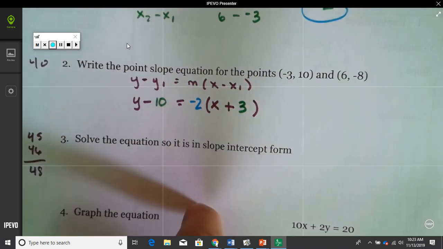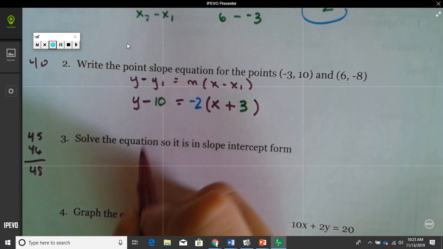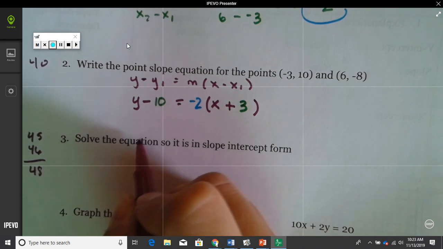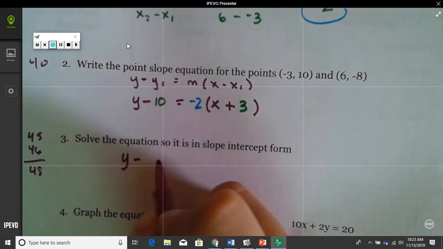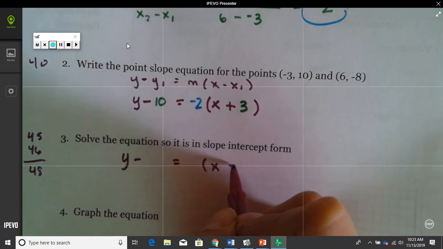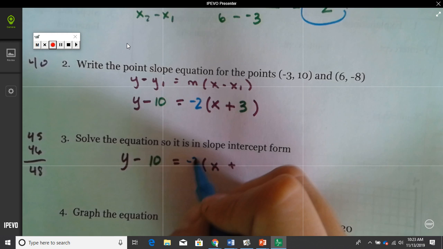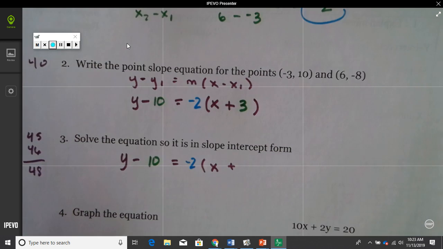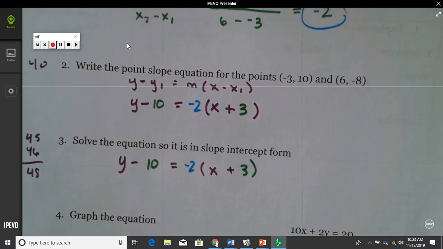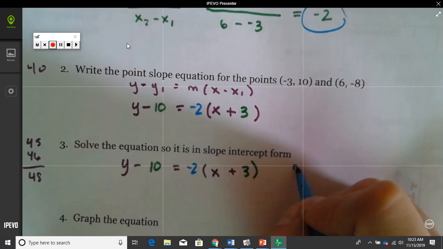So on number 3, I think you were asking about this. When you do number 3, you're going to do y, the same thing. I'm just going to use my colors now, because y'all know I'm color crazy. Black.